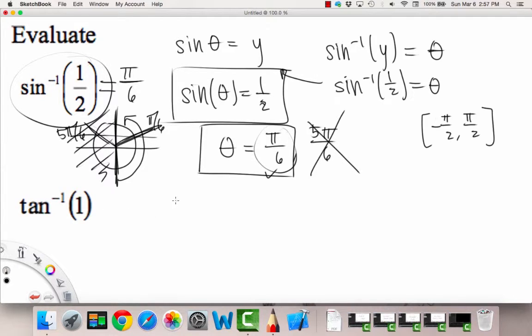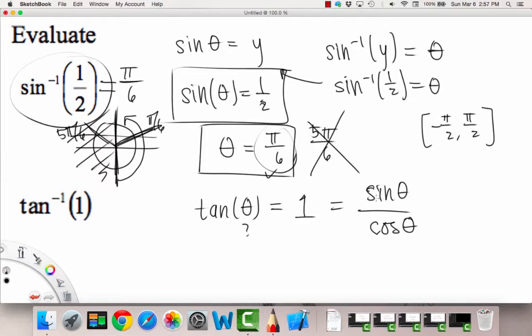Okay, so again, this is like saying, what angle, we're trying to solve for this angle here, gives us an output of 1? So in this case, we can consider this to be like sine theta over cosine theta, right? Because that's what tangent is. So this just means, well, when is our sine equal to our cosine? And that would simply be theta equals pi over 4, right?